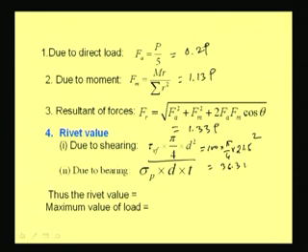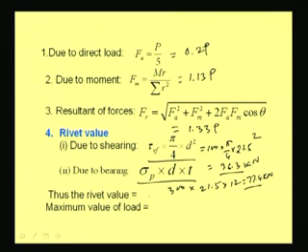So, this will become 36.3 kilonewton. Similarly, due to bearing, this value will become 300 into 21.5 is the diameter and thickness is 12 mm equal to 77.4 kilonewton. So, we can find out rivet value as lesser value of these two, that means the rivet value will become 36.3 kilonewton.